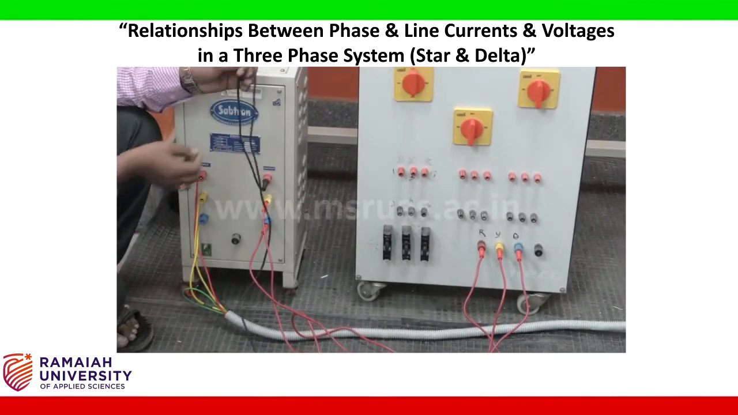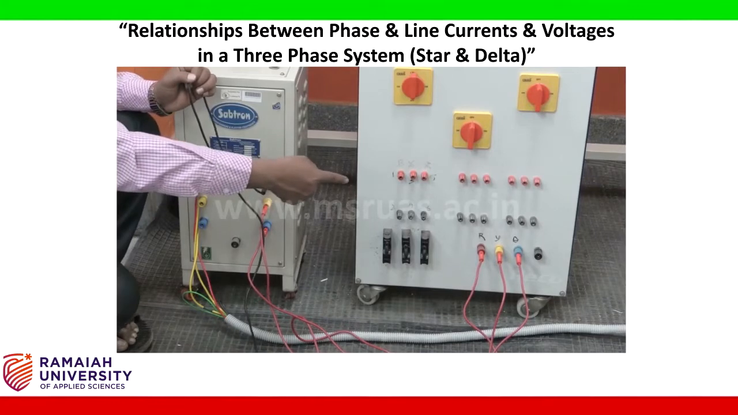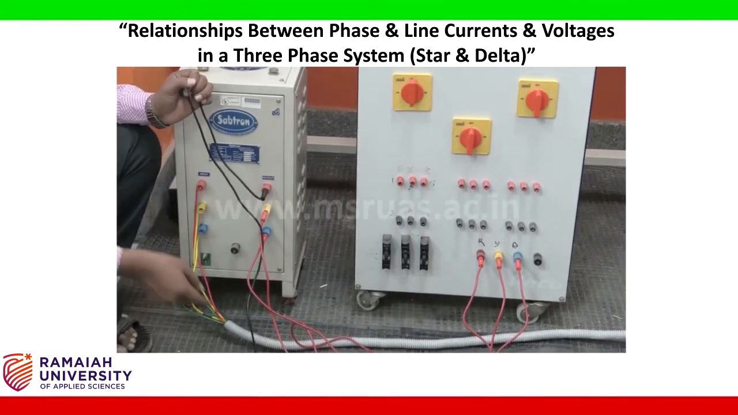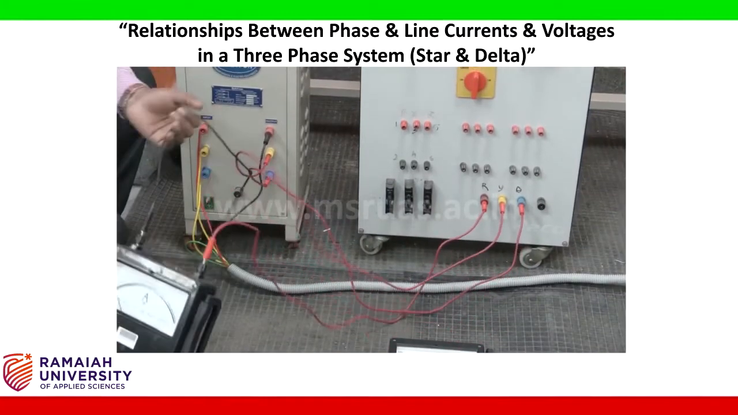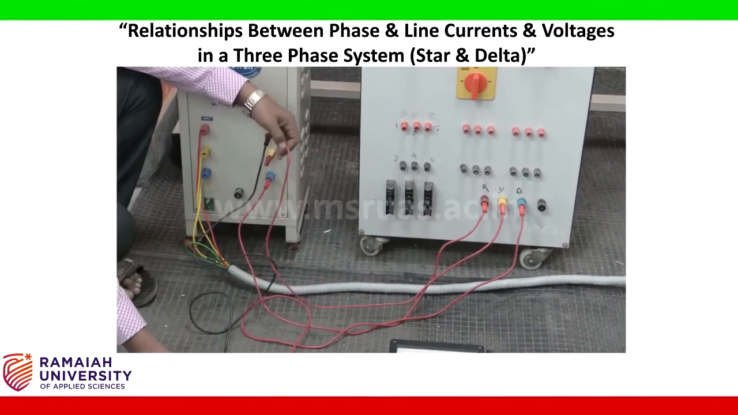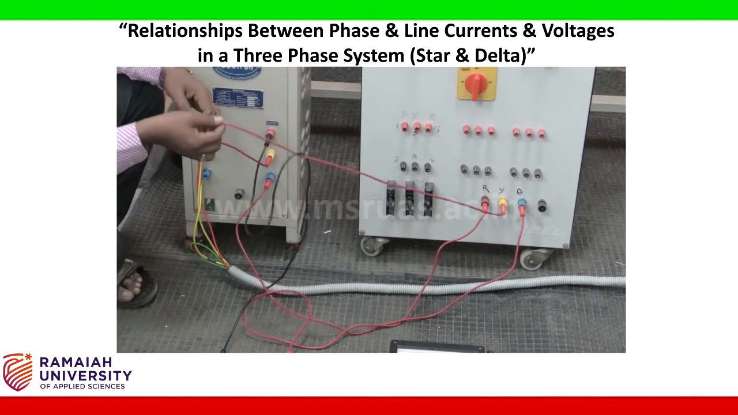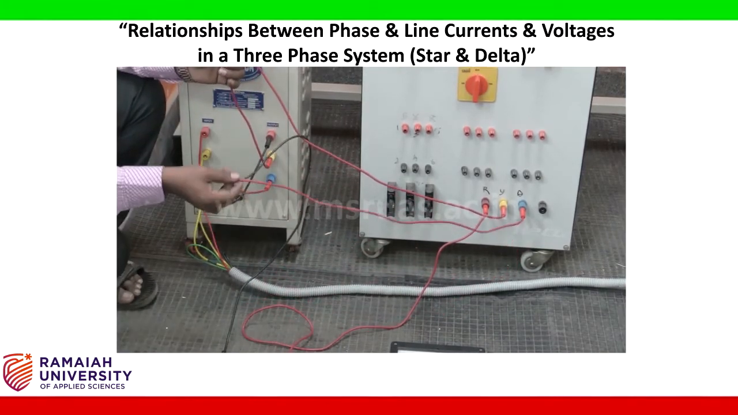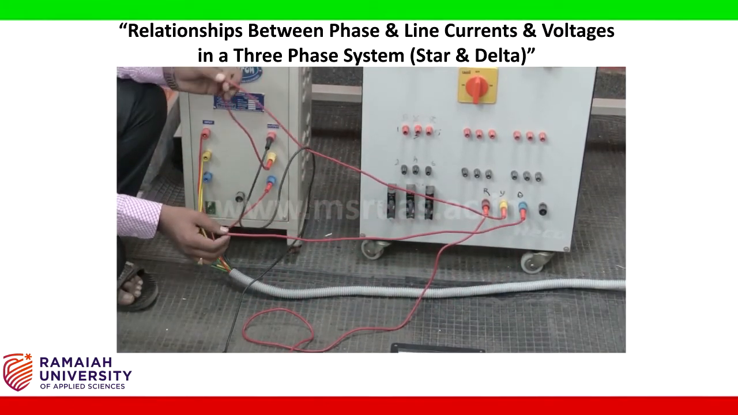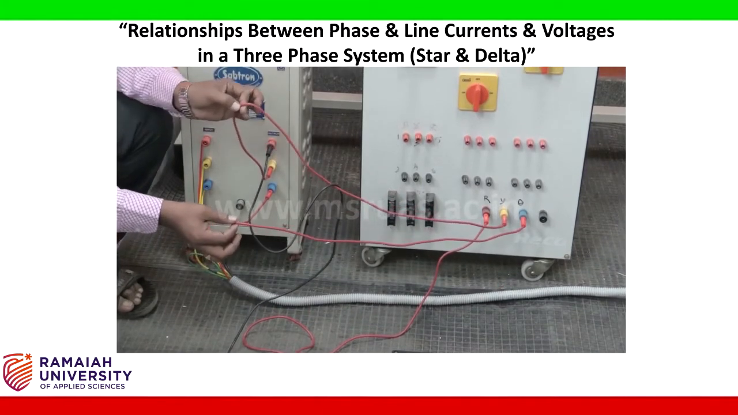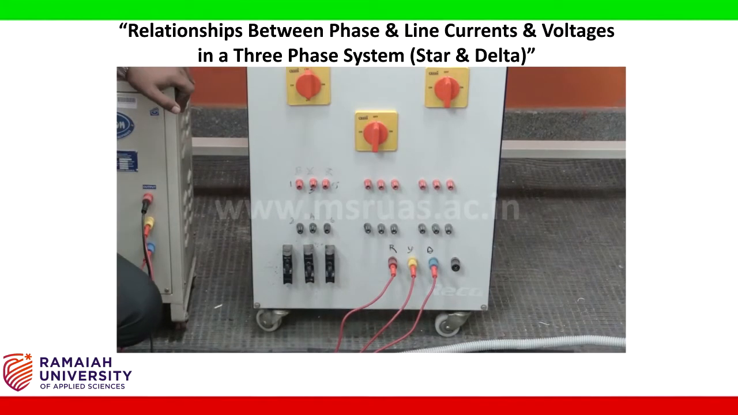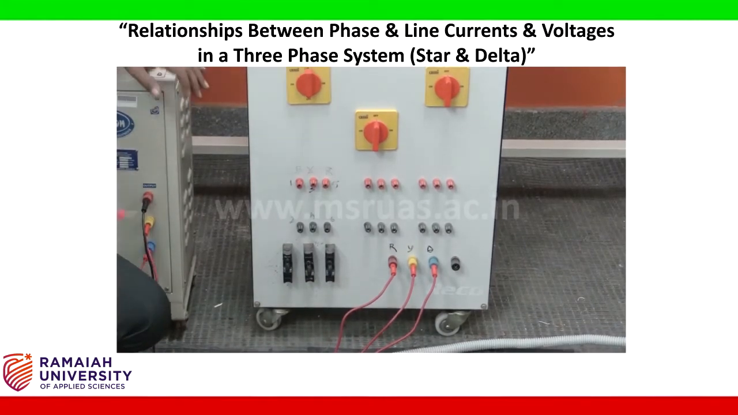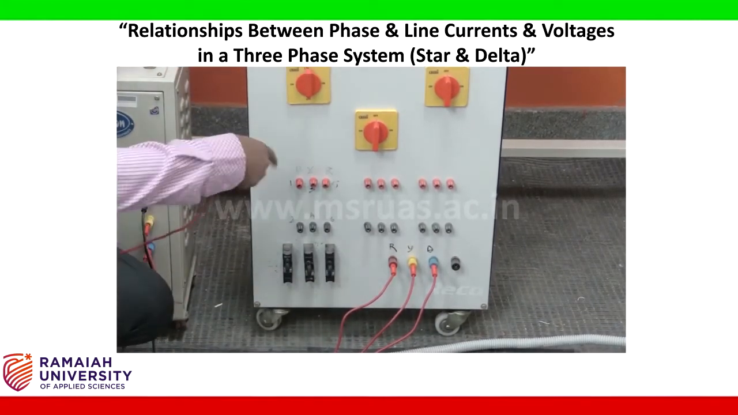The R phase connection is connected to the R load through an ammeter. In a similar way, the B phase of the variac is connected to the B phase of the load, and the Y phase of the variac is connected to the Y phase of the load. Let us make the delta connection. Let us consider any one load.